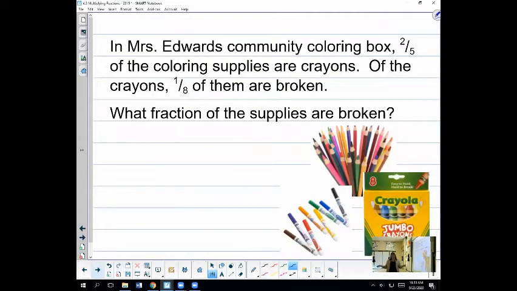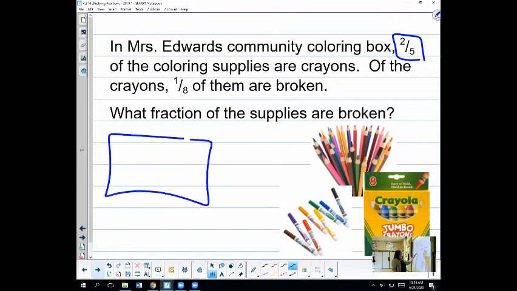Mrs. Edwards has a community coloring box. Of course I do, although we can't share it this year because of COVID. But 2/5 of the coloring supplies are crayons. So out of all my supplies, 2/5 of this box, whatever is in this box, is crayons. 2/5 of it is crayons specifically.